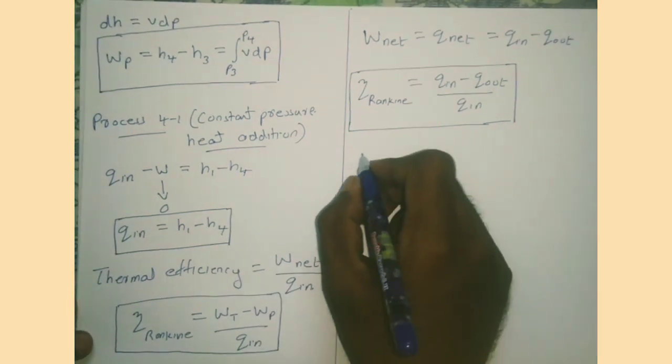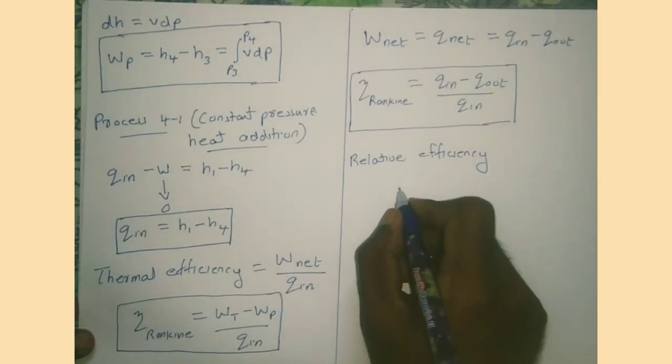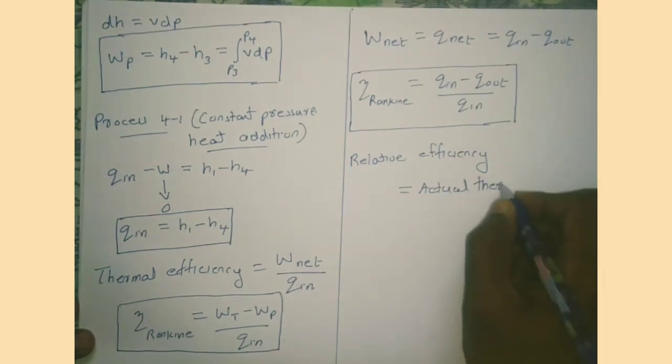There is another term called relative efficiency. It is the ratio of actual thermal efficiency to the Rankine efficiency.